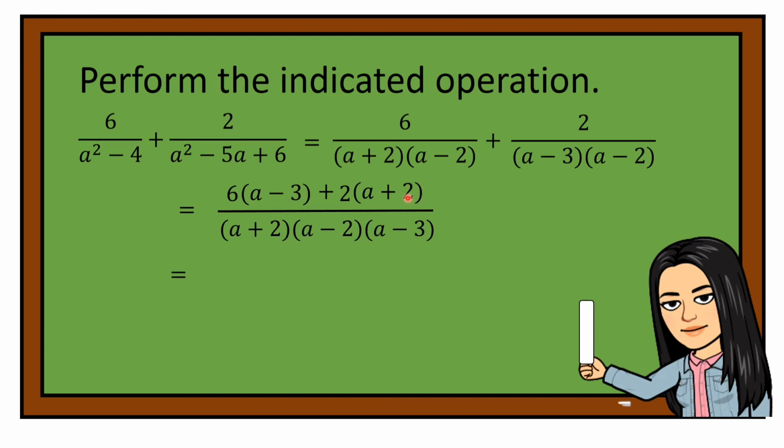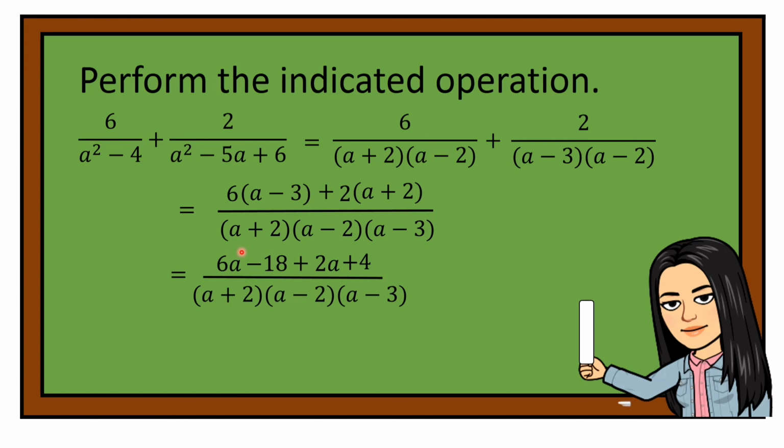Next, let's proceed with the distributive property. So 6 times a is equal to 6a. And then the operation is subtraction. And 6 times 3 is 18. Next, 2 times a is equal to positive 2a. And then 2 times 2 is equal to positive 4. Over, copy the LCD, which is the quantity a plus 2 times the quantity a minus 2 times the quantity a minus 3. Next, let us combine similar terms in the numerator.